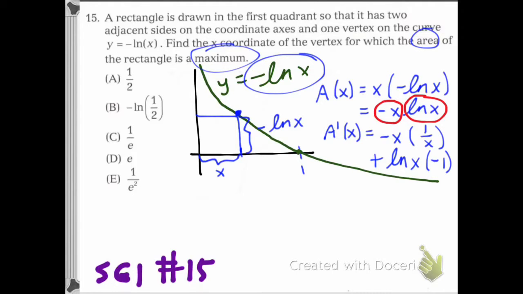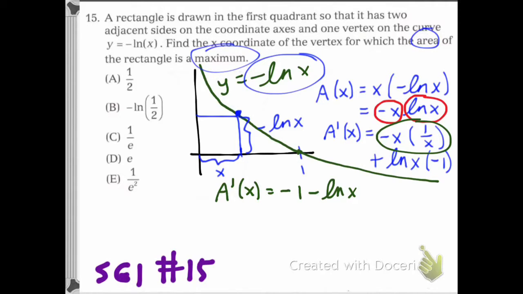Okay, so let's clean this up a little bit. A prime of x is equal to, if we multiply the first two terms together, negative x times 1 over x, we just get negative 1. And then we have minus ln x.